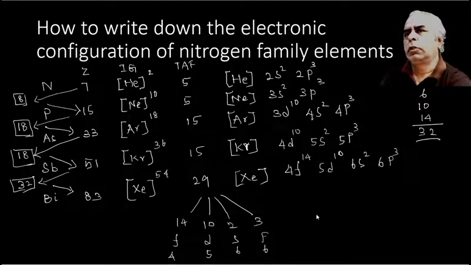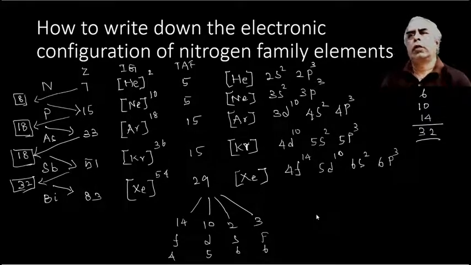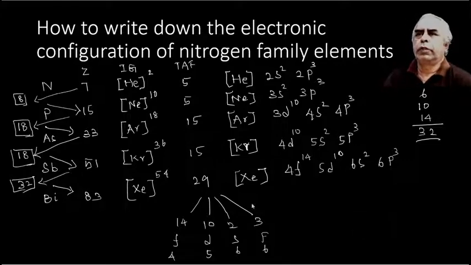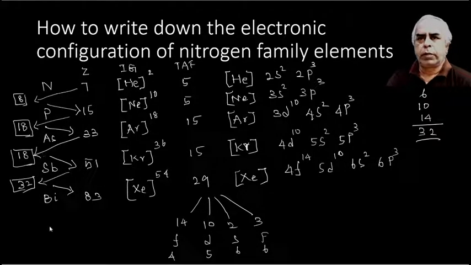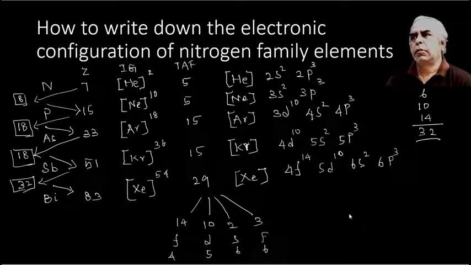Done. This is the way you can write down the electronic configuration. So you need not mug up anything, memorize anything. You should know the strategy to write down the electronic configuration based on the inert gas configuration and the common differences. You understand? Right. Thank you very much for watching this video.